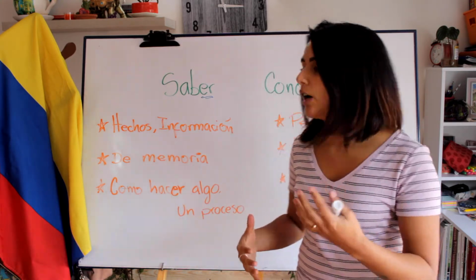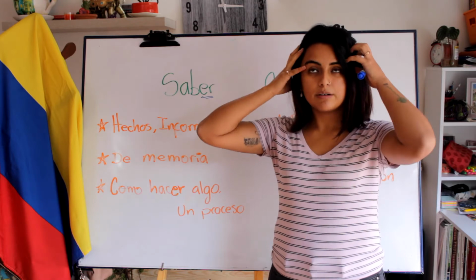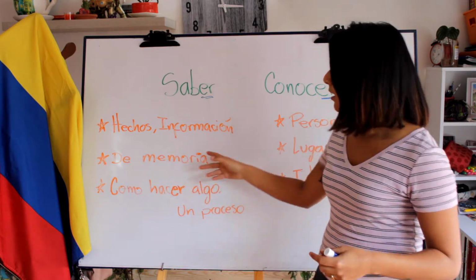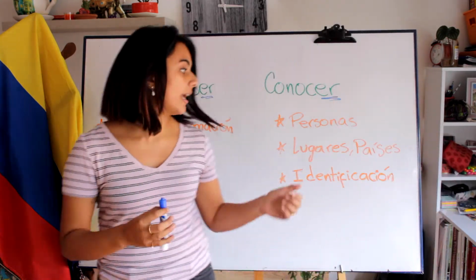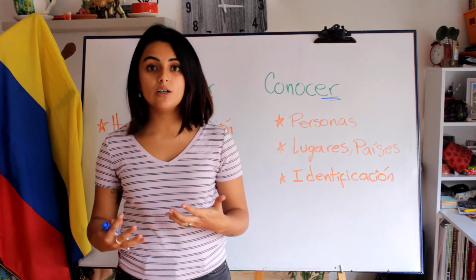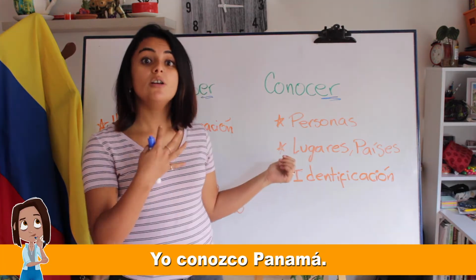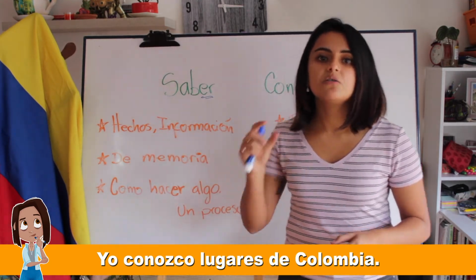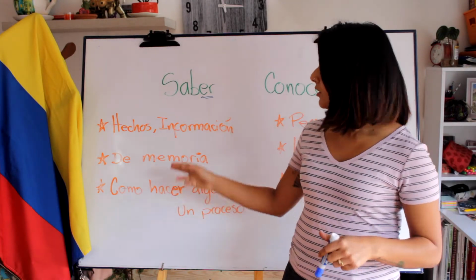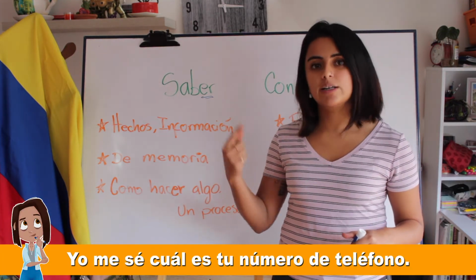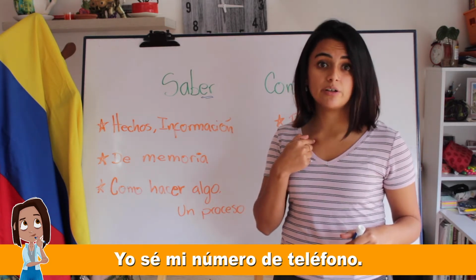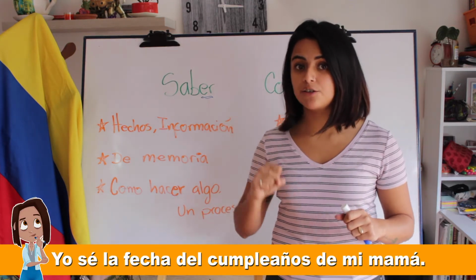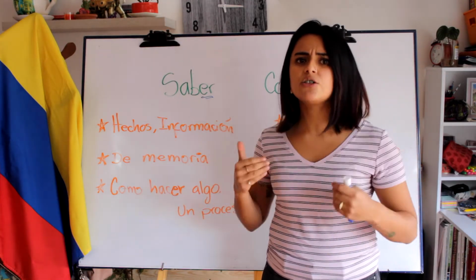Now, if we want to talk about things that we know by heart, that we know because we have memorized them, well, then we use saber. And if we want to talk about places or countries, then we use conocer. For example, yo conozco Panamá, yo conozco Estados Unidos, yo conozco lugares de Colombia. Or, yo sé cuál es tu número de teléfono, yo sé mi número de teléfono, yo sé la fecha del cumpleaños de mi mamá. ¿Sí? Those are things that you know by heart.